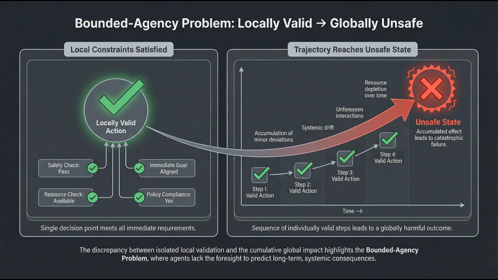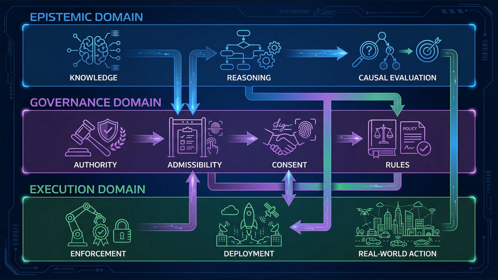The mesh layer distinguishes three domains: the epistemic domain, where we build models and make predictions; the governance domain, where we authorize actions and set constraints; and the execution domain, where actions actually happen in the world. These domains are distinct, but they interact.